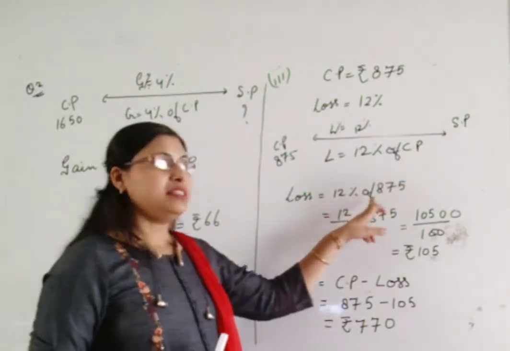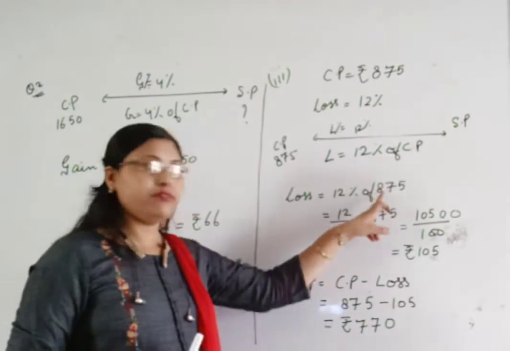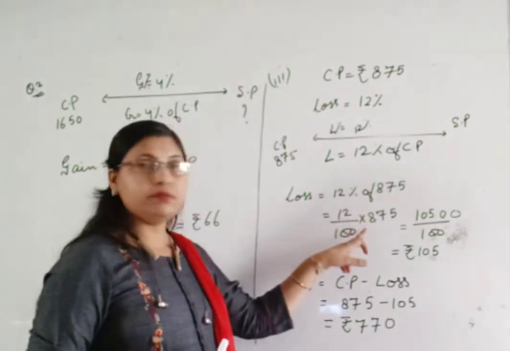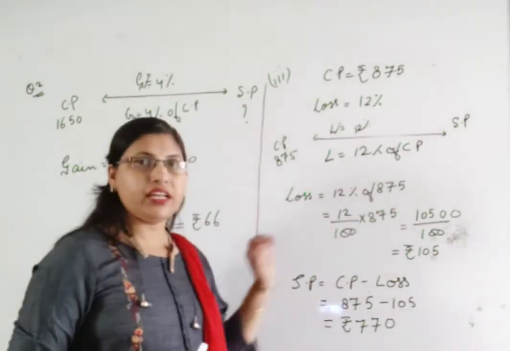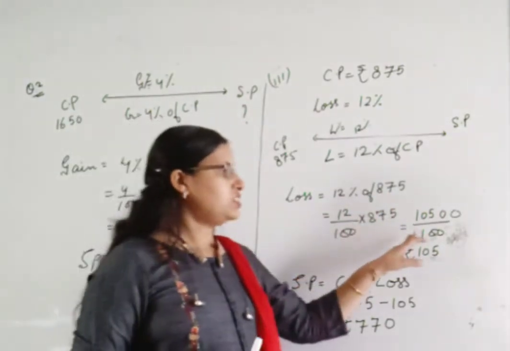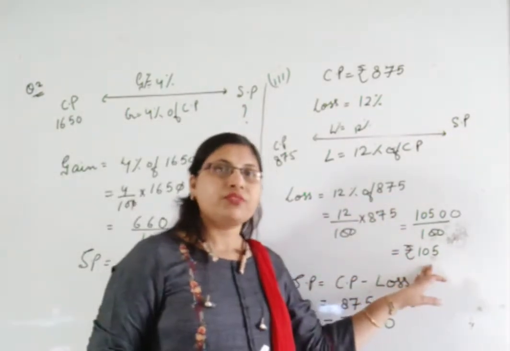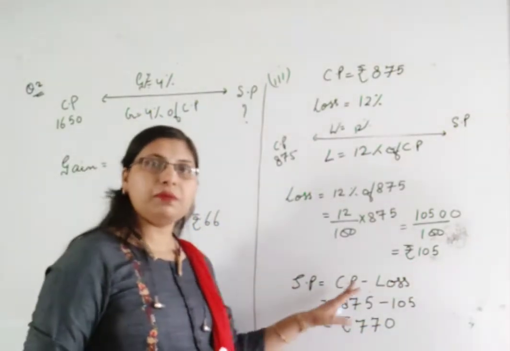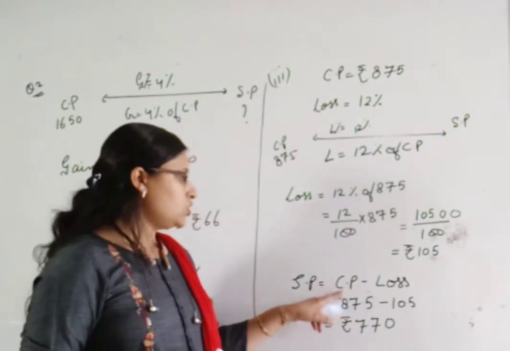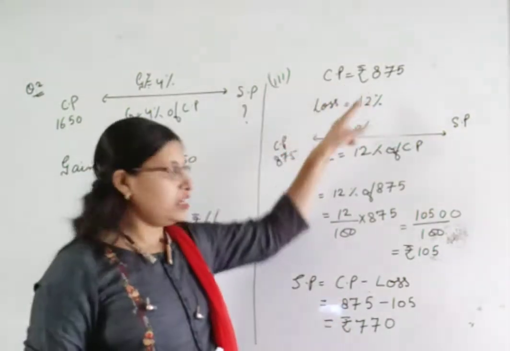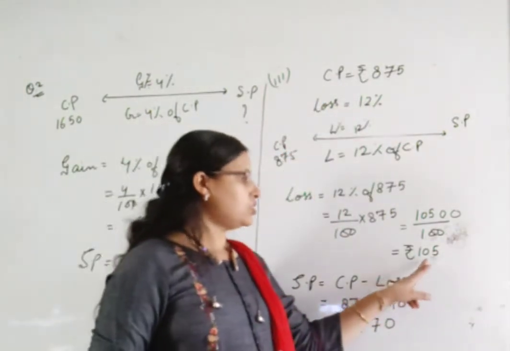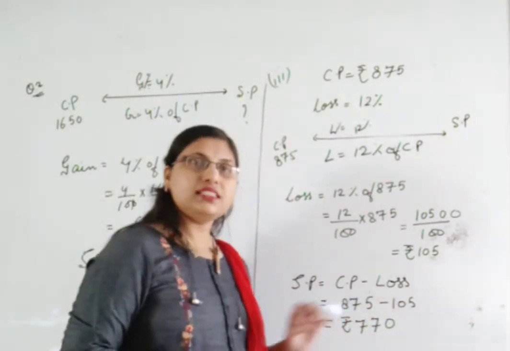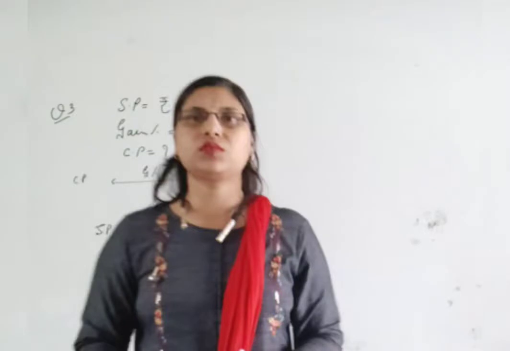तो 12% of 875. तो 12% means 12 upon 100. Of means multiply 875. And then when we solve we will get the answer 105. After that we have to calculate SP is equal to CP minus loss. तो CP हमारा कितना था? 875 minus loss. तो loss is 105. We will subtract and we will get the answer 707.